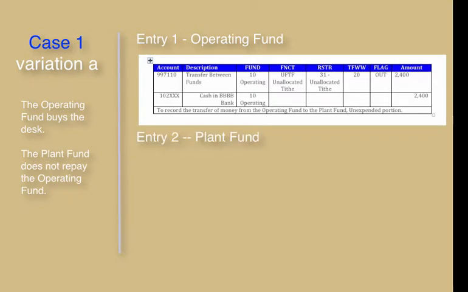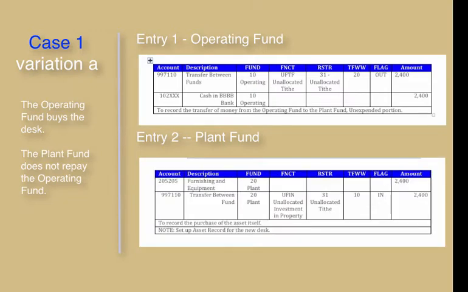The second entry will be the plant fund side of the entry of the transaction. We are going to debit the equipment account, and so we are going to debit account 205, which is the furnishing and equipment, or possibly equipment and furnishing, however the wording is in your chart of accounts, account. This time the analysis code for fund will be 20 because we're working on the plant side.